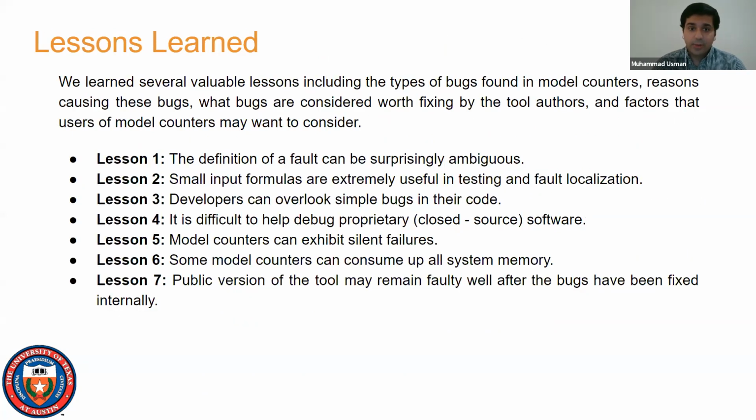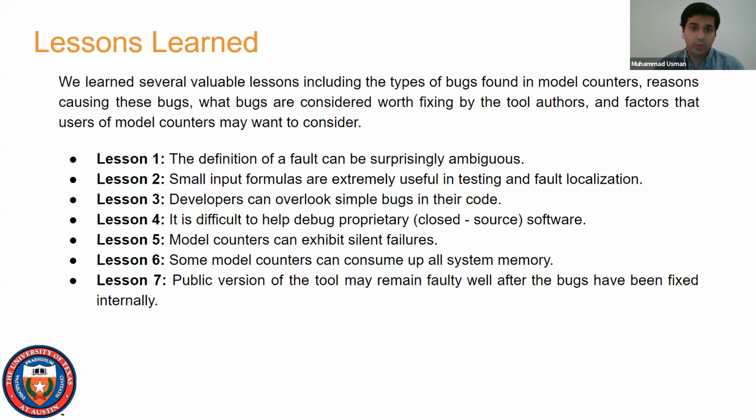Coming on to the lessons learned, we see that the definition of fault can be surprisingly ambiguous. For dSharp, we consider that if it gets a model count of 1 instead of 0, it's a fault, but the other side said it's a lack of functionality. Small input formulas were extremely useful in fault localization, as we were able to figure out the reasons for the bugs in Ganak using small input formulas. And the problem in Ganak was an assertion error.